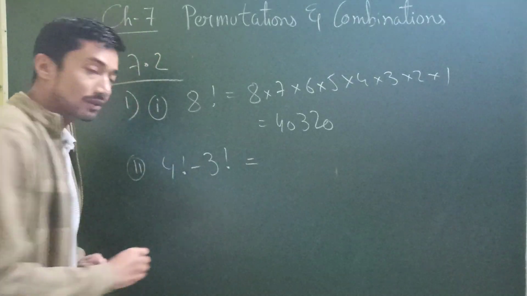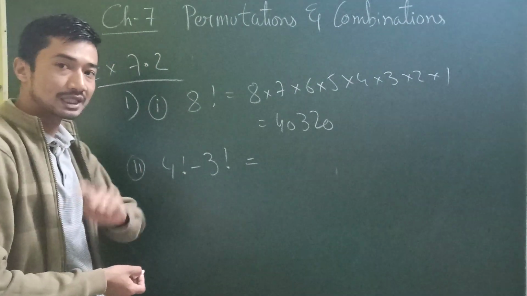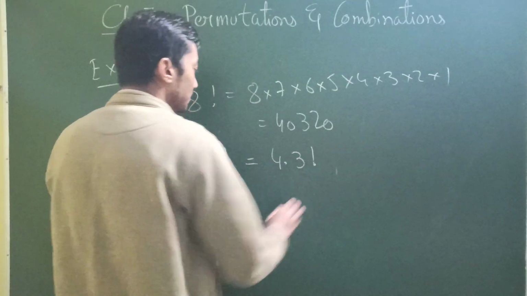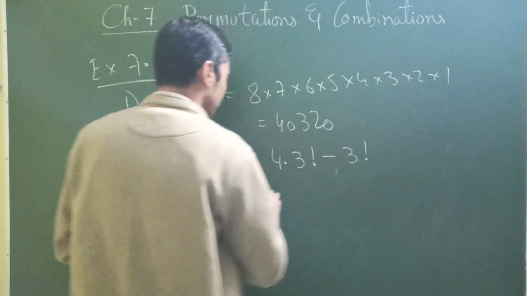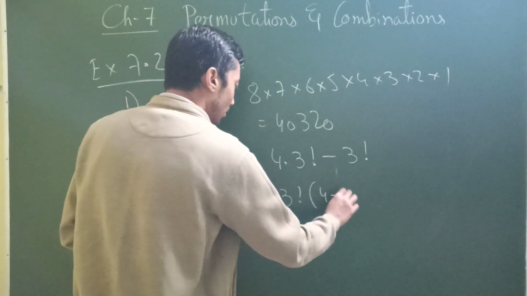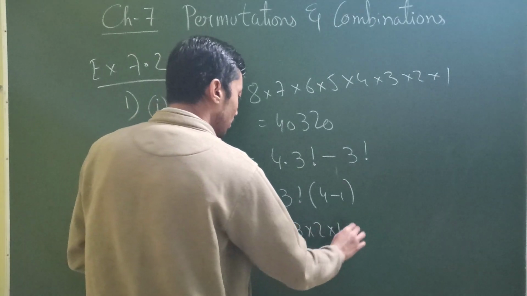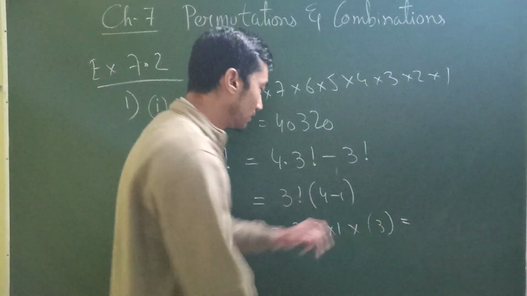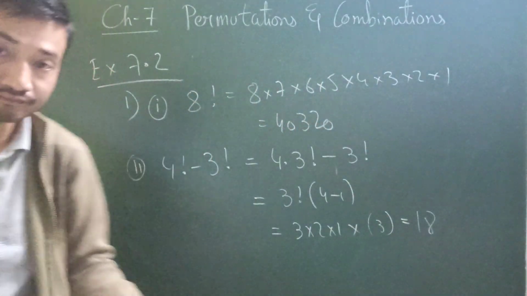So what will be 4 factorial minus 3 factorial simplification? Like this, 4 factorial I can expand one time, that is 4 into 3 factorial. Minus 3 factorial. So 3 factorial I can take common, so that's going to be 4 minus 1. Now what is 3 factorial? 3 into 2 into 1, into what is 4 minus 1? 3. So if you multiply this, 3 2 is 6, 6 3 is 18. So the value is actually 18.